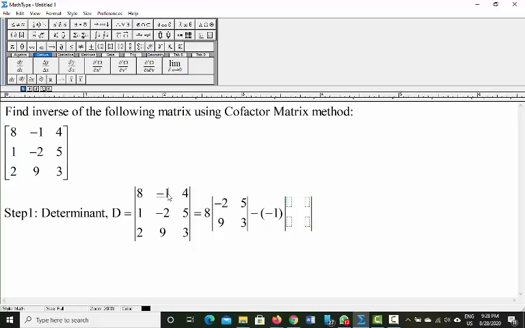Now we are taking the second element of the first row. Since we are taking this one, the first row needs to be ignored, and the second column needs to be ignored. So we will be left with 1, 5, 2, 3. And then we will have a plus. Now we will take this one, 4.